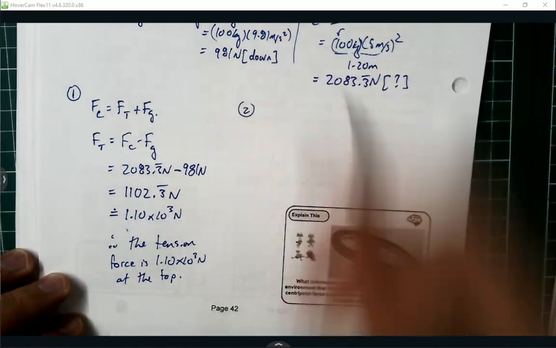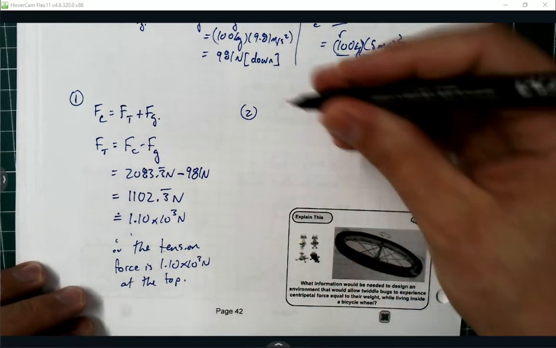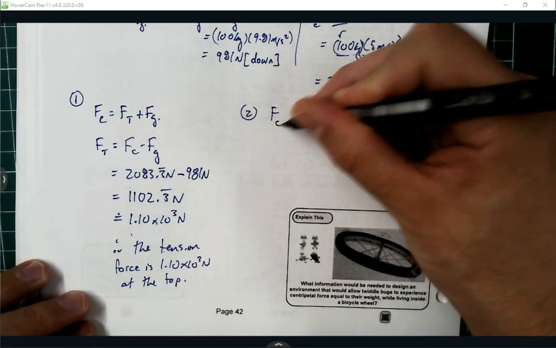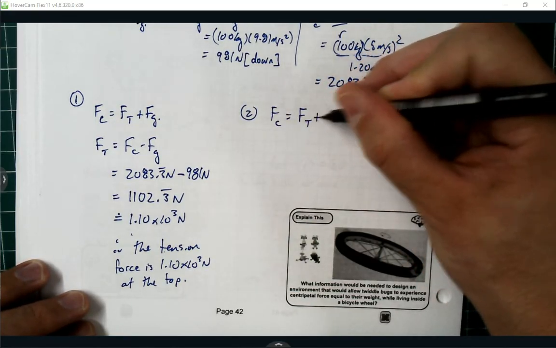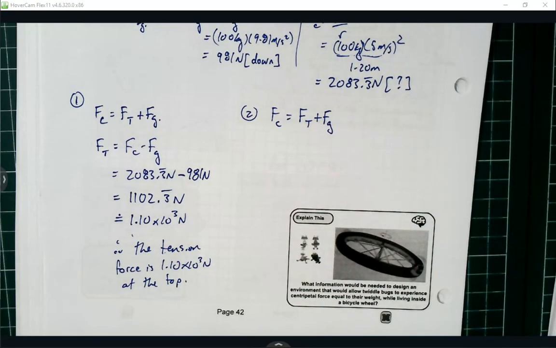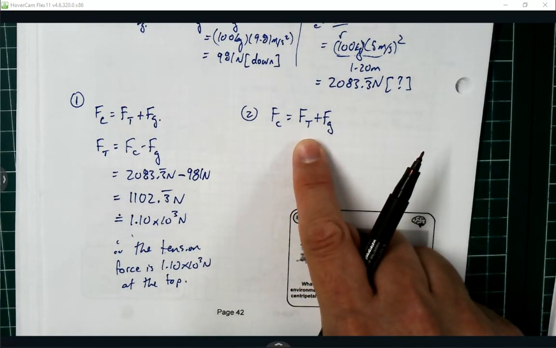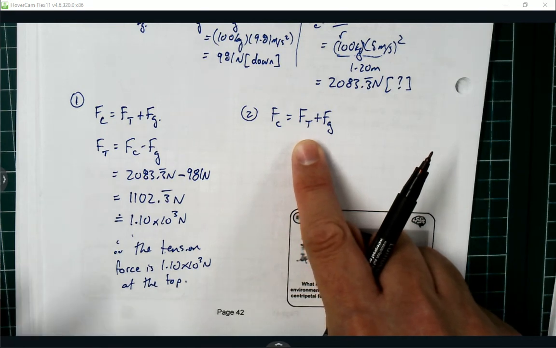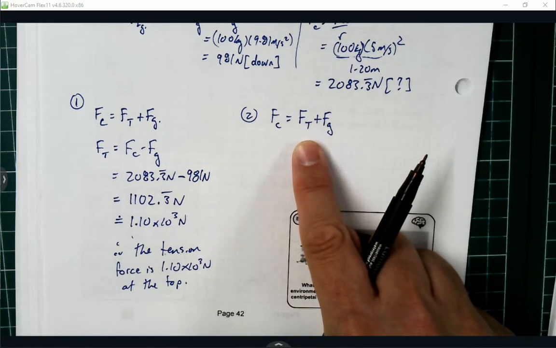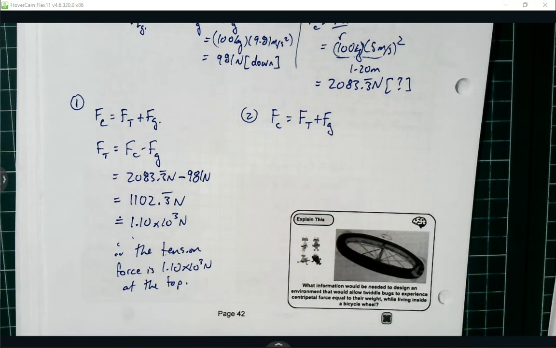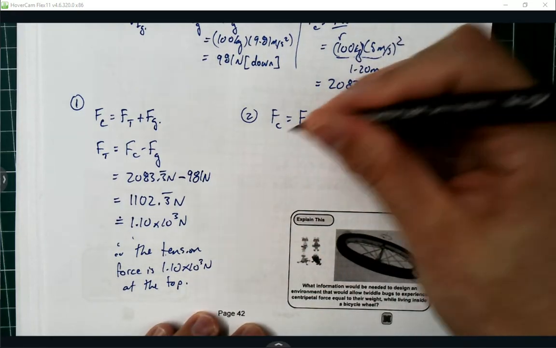In situation 2, if I wanted to find the tension force at the bottom, I'd start actually with the same equation, FC equals FT plus FG. And I got to decide, do I want to sub in the negative sign at this stage when I'm designing my equation? Or do I want to sub in the negative sign when I sub in my values? How many people want to sub it in at the equation stage? Vote for it. Who wants it? How many people want to sub it in when I sub in my values? All right, we'll sub it in when we sub in our values. By democracy. So let's get FT all by itself.